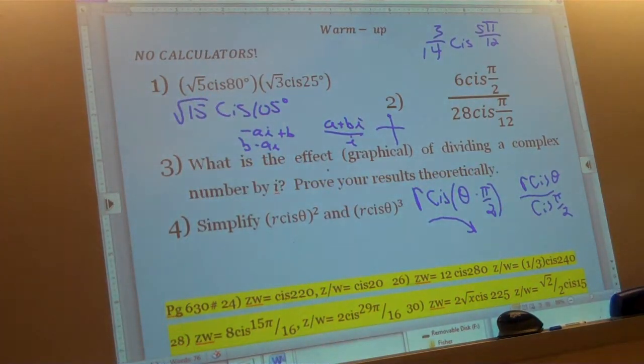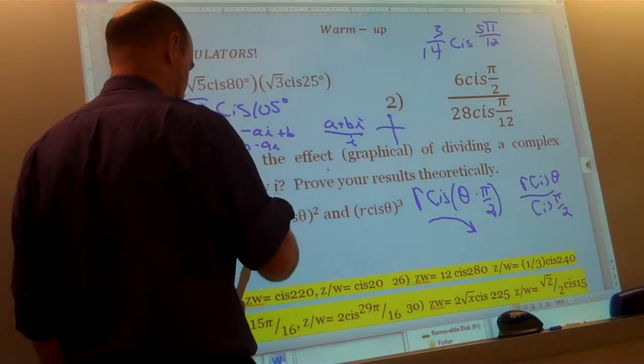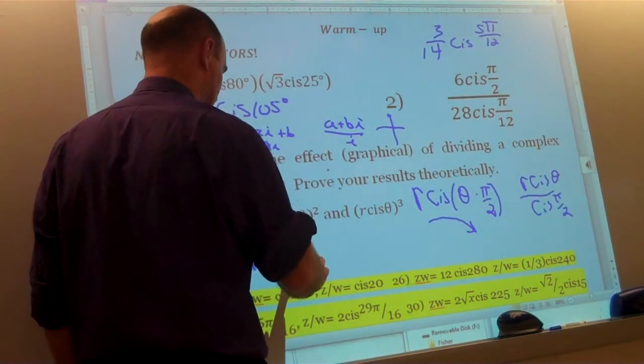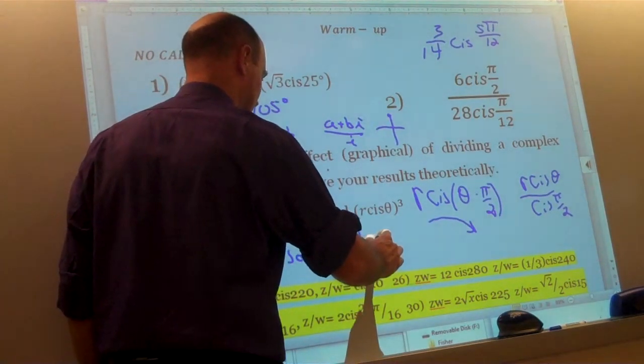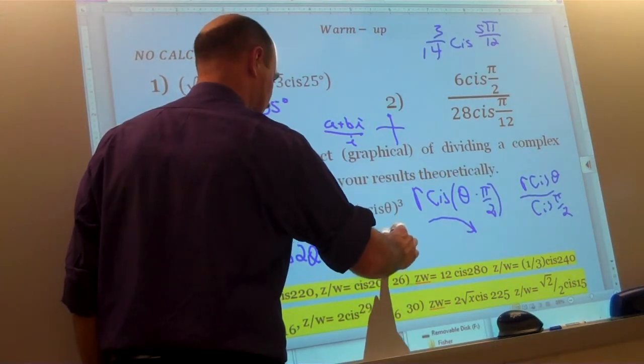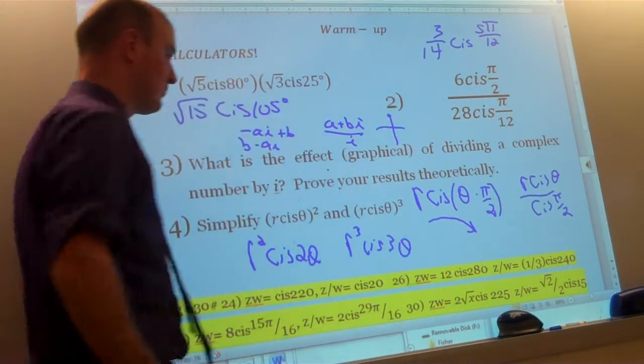All right. Number 4, simplify those two using De Moivre's theorem from before vacation. What would we get on number 4? R squared cis 2 theta. And how was that one? And r cubed cis 3 theta. Got him.